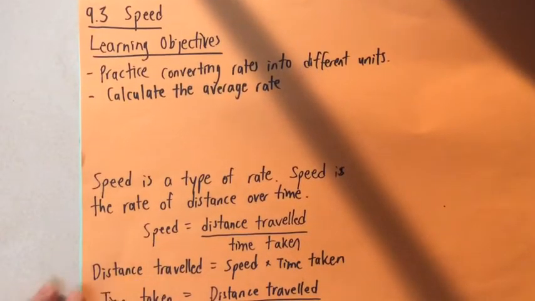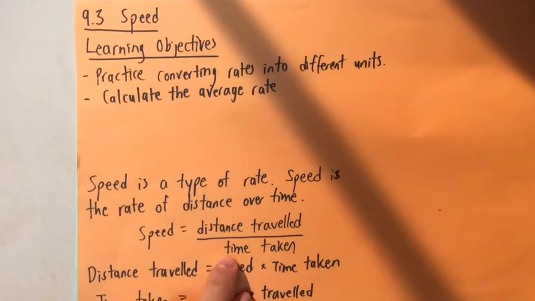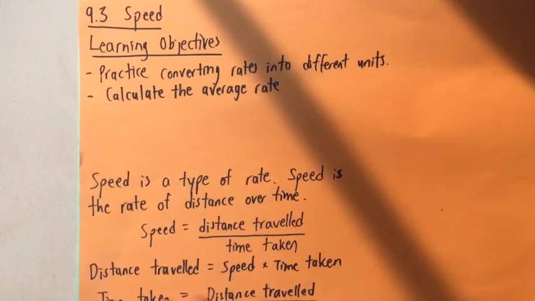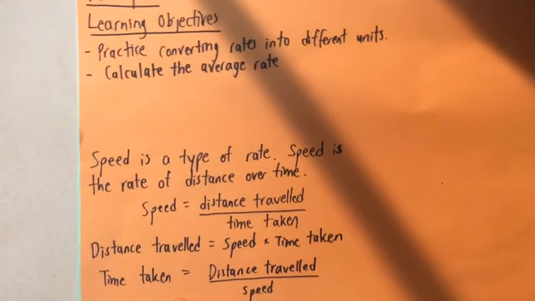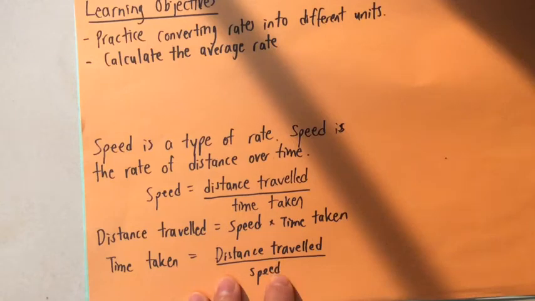Now, you may already know what speed means, okay? But the most general definition is, speed is a type of rate. And the rate that we're comparing is the distance traveled over the time taken. So that's how we define speed. Now with this formula, we can rearrange it to get the values of other things. For example, we can say the distance traveled equals speed times the time taken. Or the time taken equals the distance traveled divided by speed.